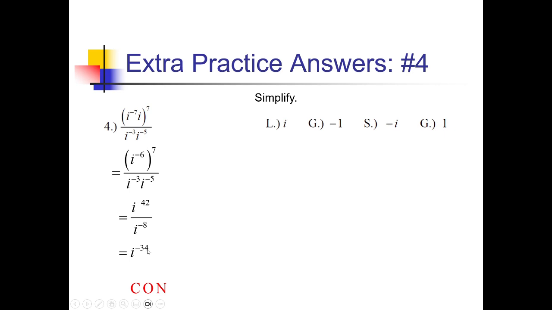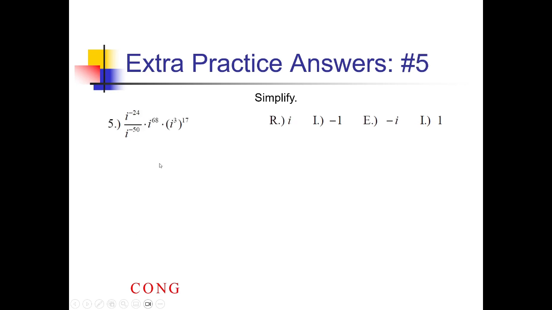So one multiple of 4 that I could add to this that would help me would be, say, 36. If I add 36 to that, then I can treat this as i to the second power, which we know is just -1. So that ends up being, let's see here, choice G.